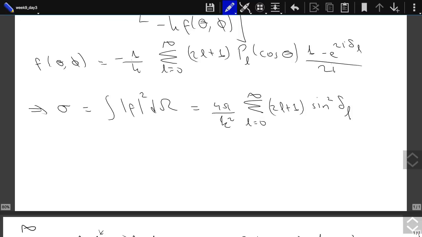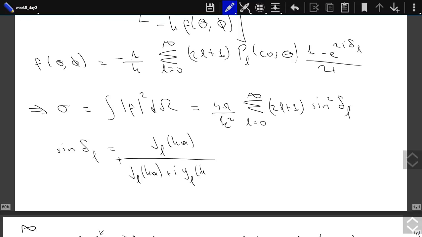And this delta L, sine delta L, is given by the spherical Bessel function j_L of ka divided by, with a minus sign, j_L ka plus i y_L ka, or let's say the absolute value is equal to this one. Now this is the corrected form. If you just fix all the signs and phase conventions, etc., this is what we would obtain eventually.